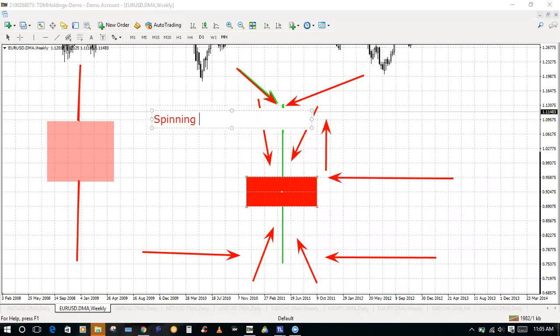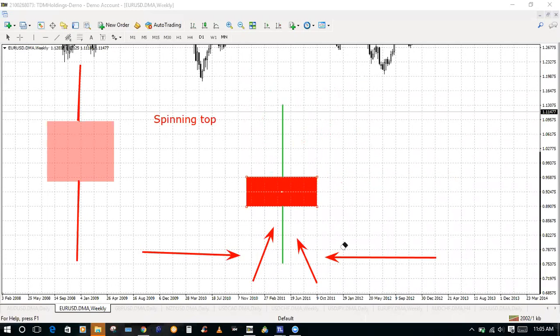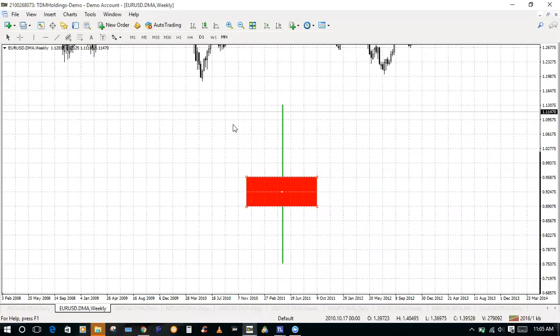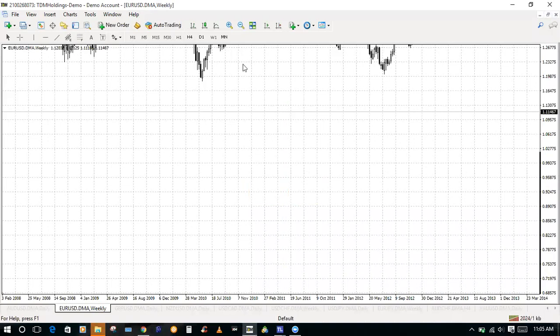Anyway, this candle here is called the spinning top. It's an example of an indecision candle. Another example of an indecision candle would be Dojis. We have different types of Dojis, but they all mean more or less one and the same thing. Let's erase this. So that would be a spinning top, and then we also have a Doji. Like I said, we have 4 types of Dojis.